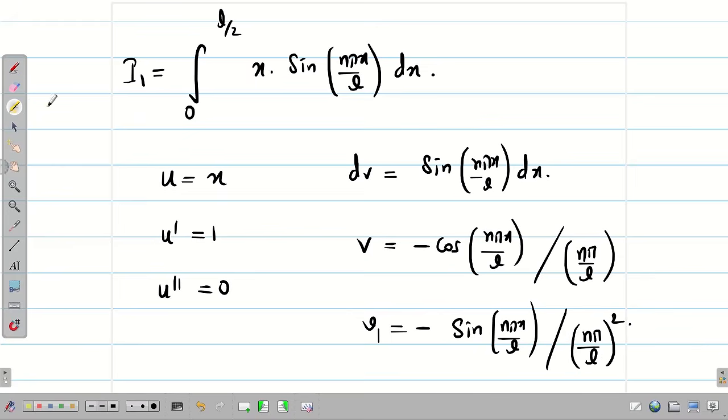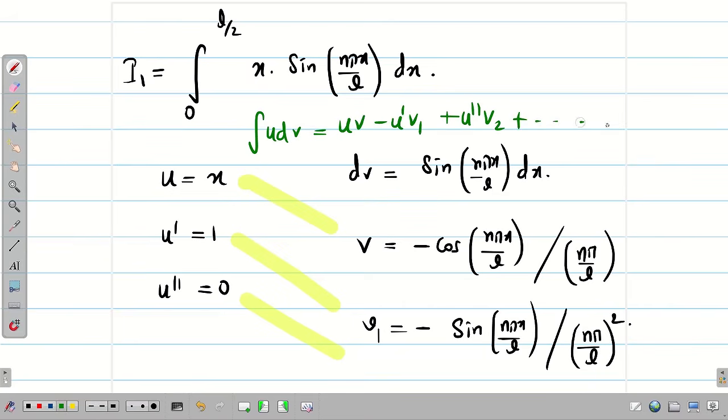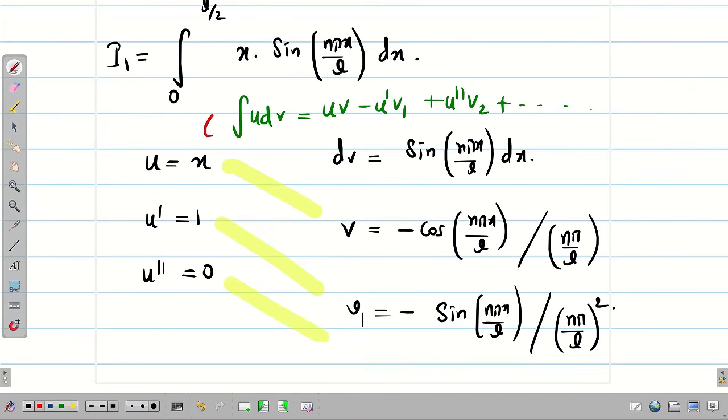Now we have to use Bernoulli's formula. We know the Bernoulli's formula is uv minus u dash v1 plus u double dash v2 etc. Since the remaining terms are 0, we'll be getting only one term. So the Bernoulli's formula is integral u dv is equal to uv minus u dash v1 plus u double dash v2 etc. Now let us substitute this in the Bernoulli's formula and take the denominator to numerator, which is easy for me to solve the problem further.